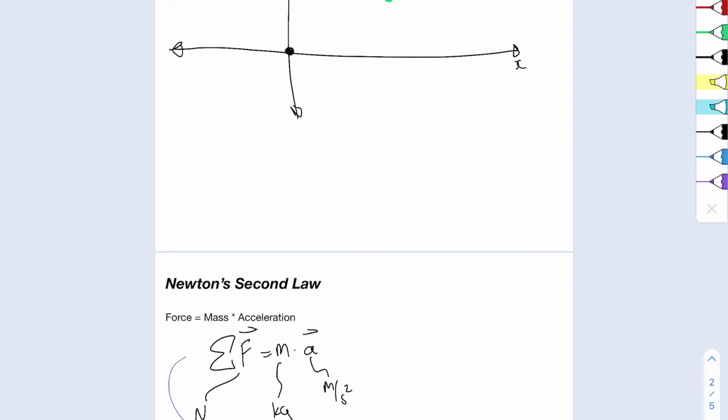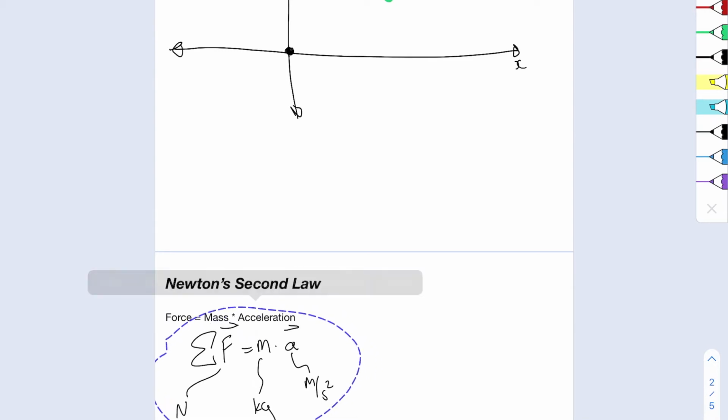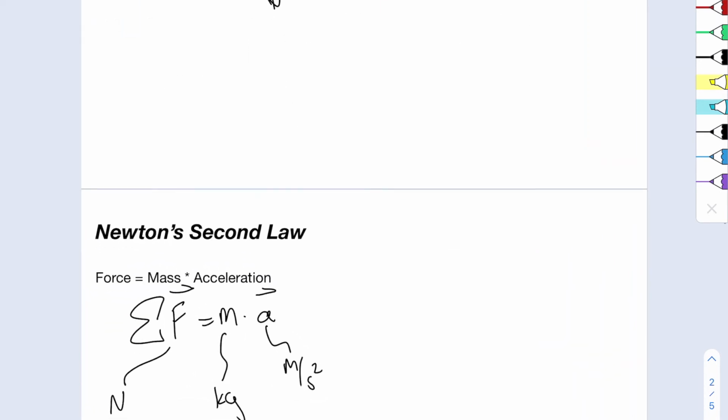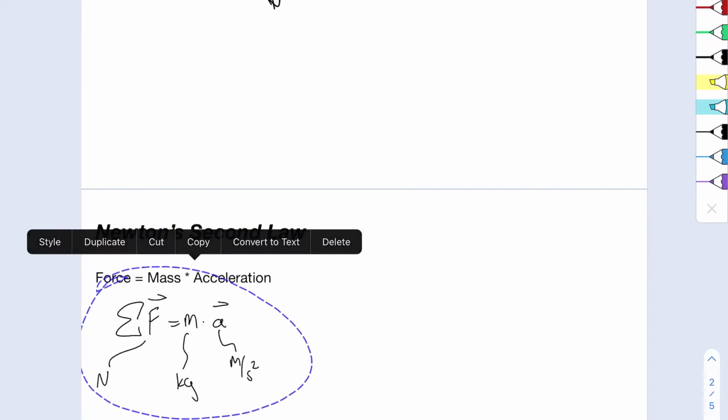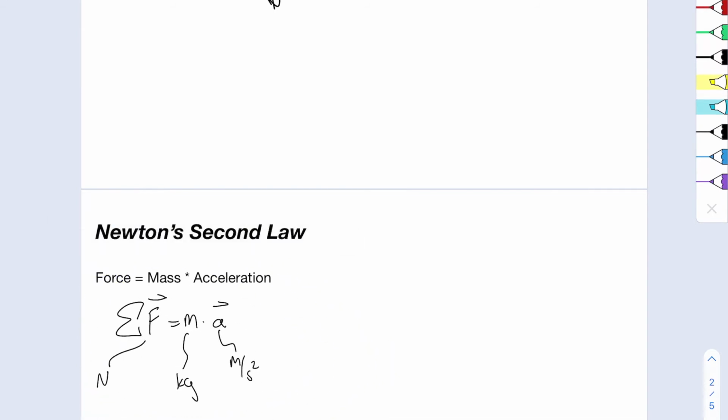So let's move this here and shrink that down a bit. All right. So let's just work through a couple of simple examples of Newton's second law in action.